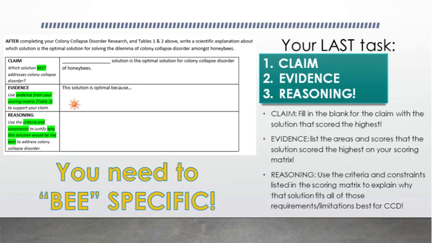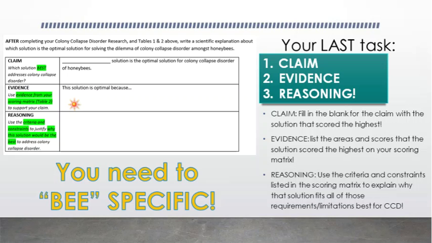All right, so reasoning says use the criteria and constraints to justify why the solution would be the best. You already told me in the evidence which criteria and constraints scored the highest. Now you're telling me why. So now you're using those same criteria and constraints to explain why it fits the requirements and limitations. The drone solution is the best solution because it addresses cultural, aesthetic concerns the best, because humans don't want to transport bees on the trucks. They want to travel them by air because then they don't have to deal with outbreaks or swarms or things like that.